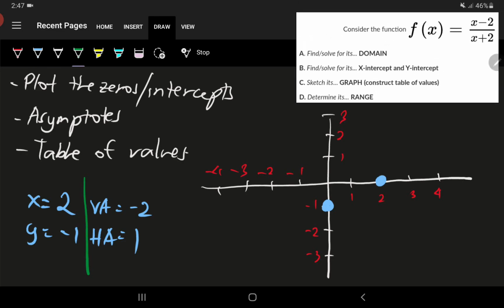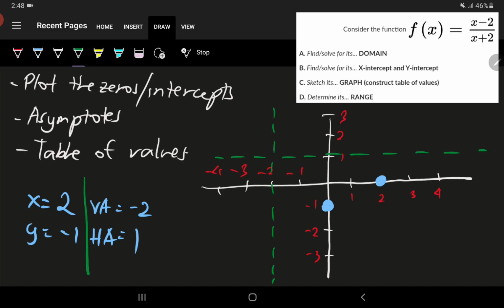That means for vertical, we have this point. Okay, next is for the horizontal, we have positive 1. So therefore, it is around here. Right, and that's it, dear students.